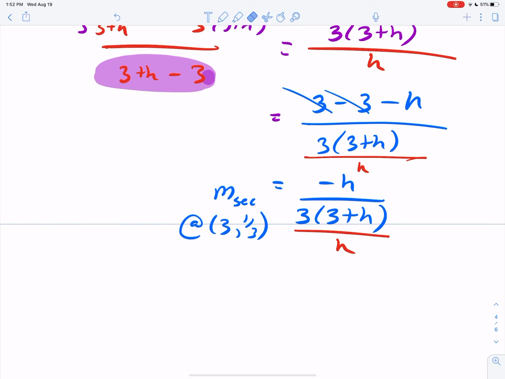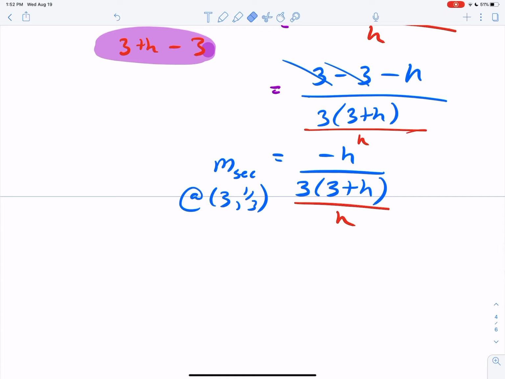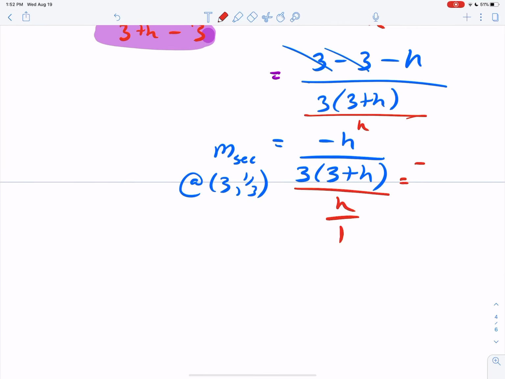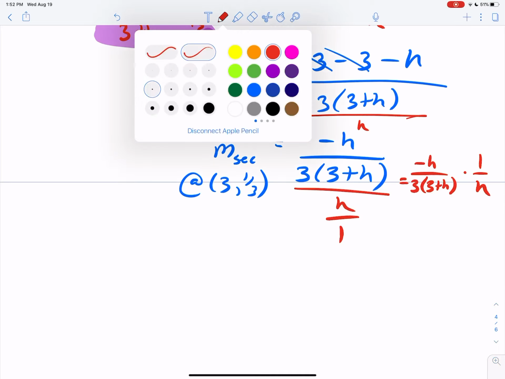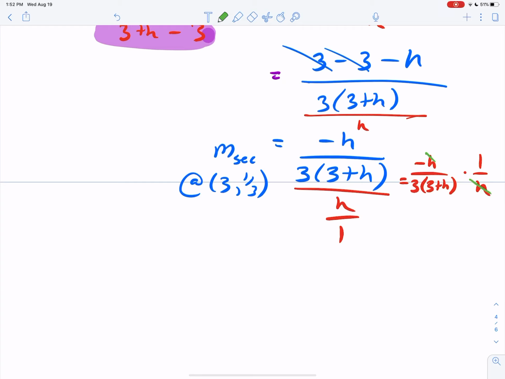Okay, so let me backtrack a bit. Here we go. So here we're dividing fractions. How do we divide fractions? We multiply by the reciprocal. So here this comes out to negative h over 3 times 3 plus h times 1 over h. And I noticed that I could actually reduce out the h's right there and be left with negative 1 over 3 times 3 plus h. That looks a lot better.